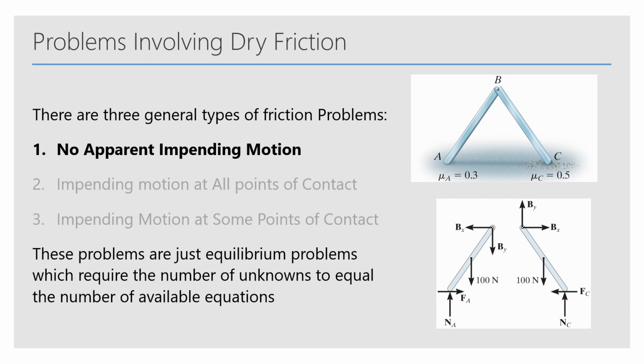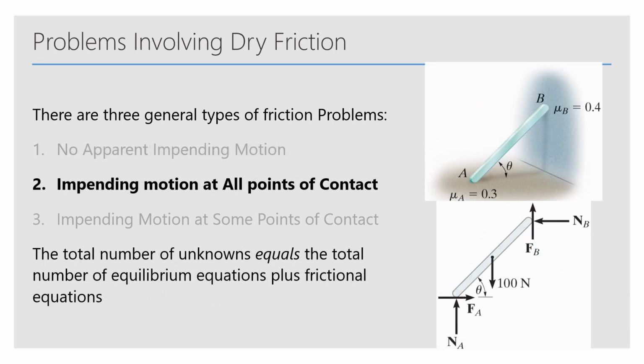These problems are just basically equilibrium problems which require the number of unknowns to be equal to the number of available equations. You can solve these without the friction equations, but you can double check your answers by using the friction equations to make sure that it aligns with what you found.